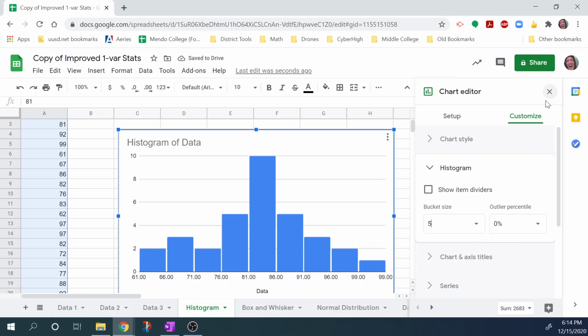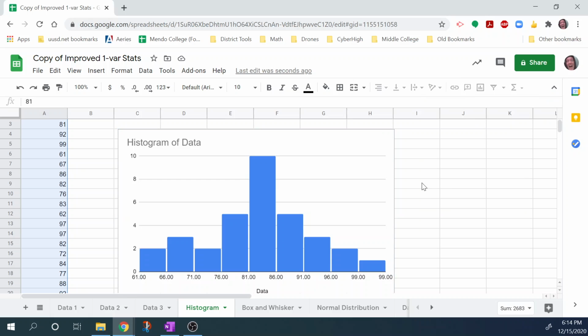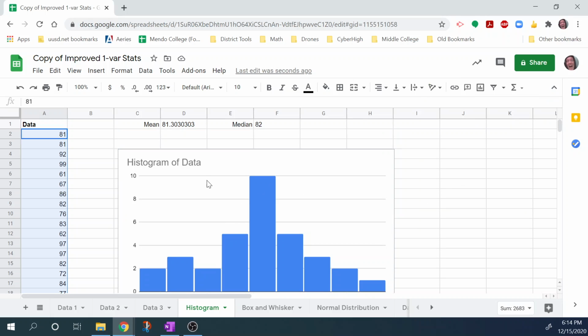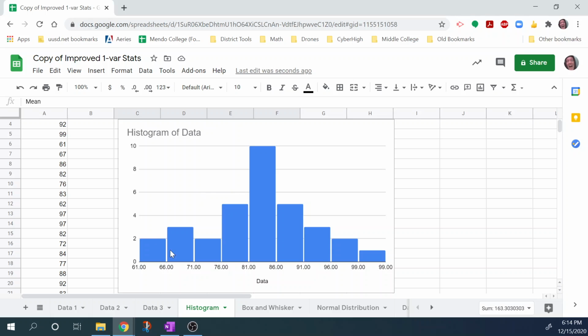Okay. So you can see there's definitely a higher spot here in the middle. I close that down, and you can see the mean and the median are pretty close to each other, right? 81.3 and 82. So there might be a little bit of skewing here, but that's pretty close in terms of mean and median.